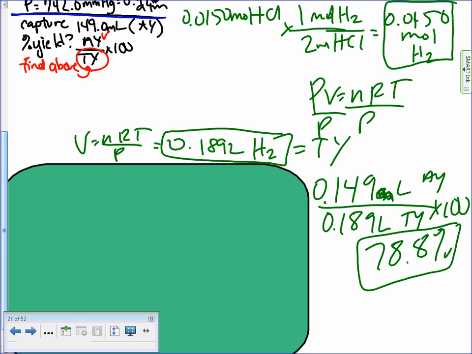Why is it the same number? I didn't fix that. That's 0.0075. My bad, because the ratio is 1 to 2 now, so it's 0.0075 moles. Thank you.